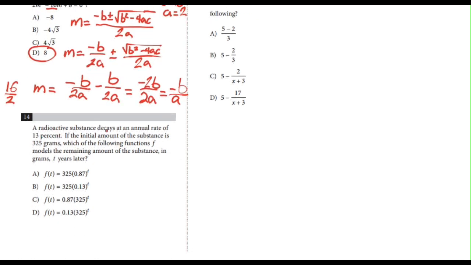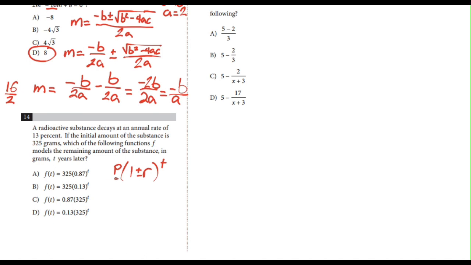Number 14. A radioactive substance decays at an annual rate of 13%. If the initial amount of the substance is 325 grams, which of the following functions f models the remaining amount of the substance in grams t years later? So for a question like this, we're always going to have it as our principal amount or the initial amount, then 1 plus or minus the rate of decay or growth, depending on whether we're dealing with decay or growth, raised to the power of t.